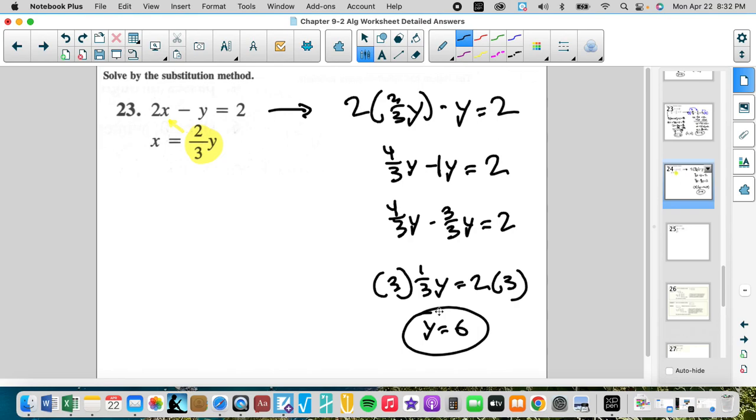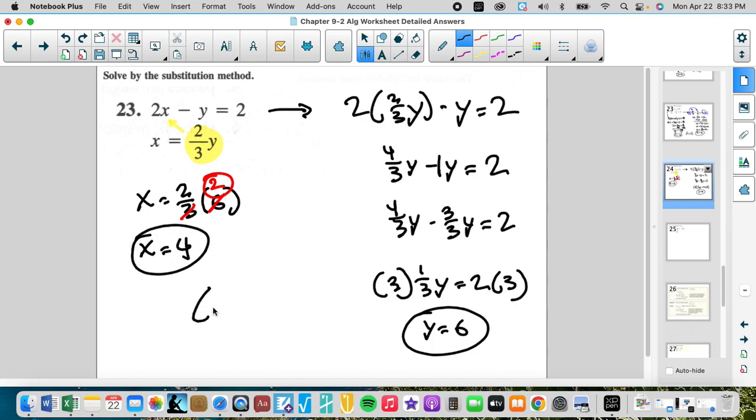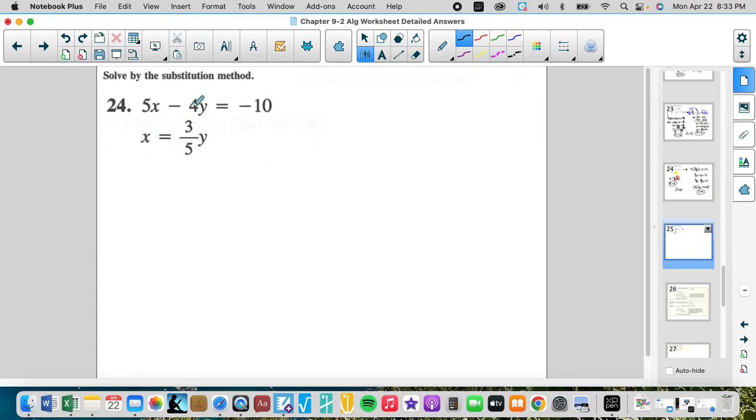Not too bad. Now we go back to this equation. x equals 2/3 times my y value, which is 6. 3 is in the denominator, 2 is in the numerator, 2 times 2 is 4. So we get 4 comma 6. Nice, clean, whole numbers.